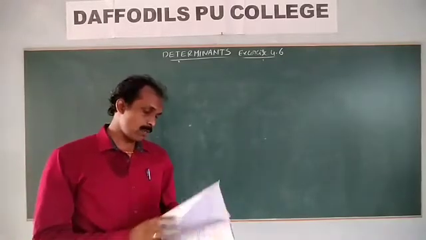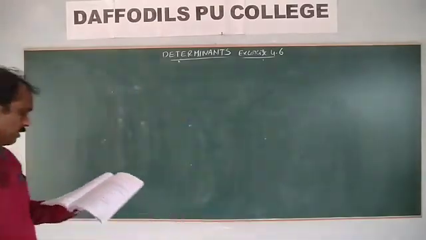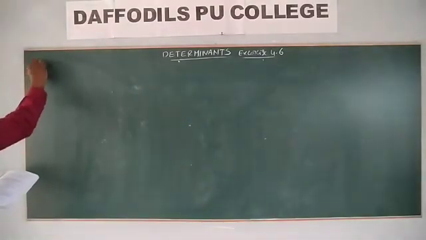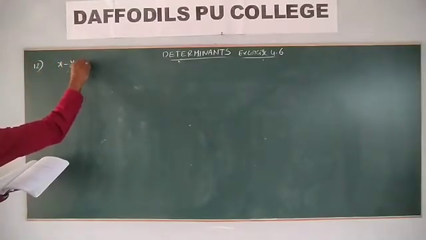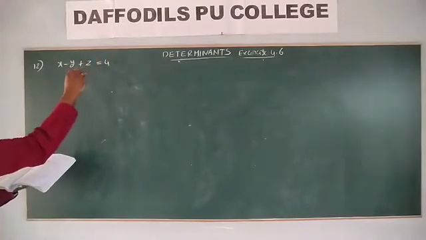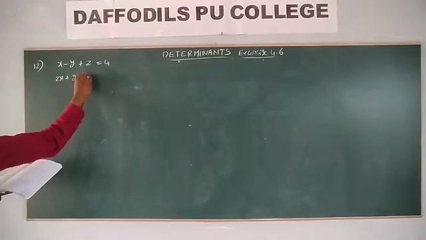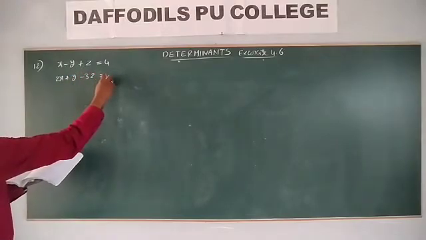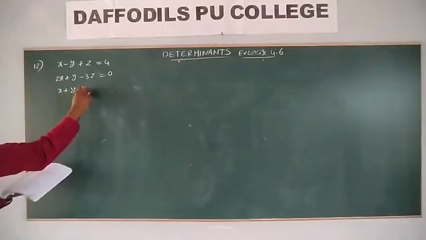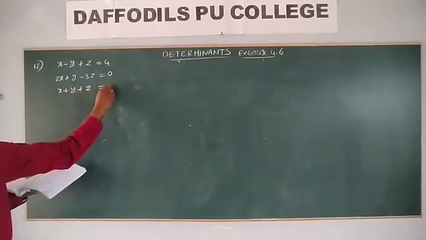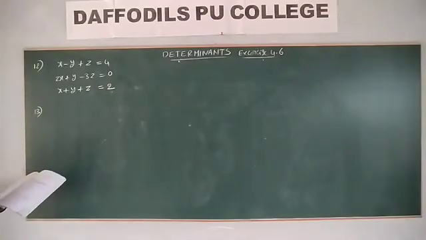Next problem. x minus y plus z is equal to 4. 2x plus y minus 3z is equal to 0. x plus y plus z is equal to 2. 13 homework. Same method.